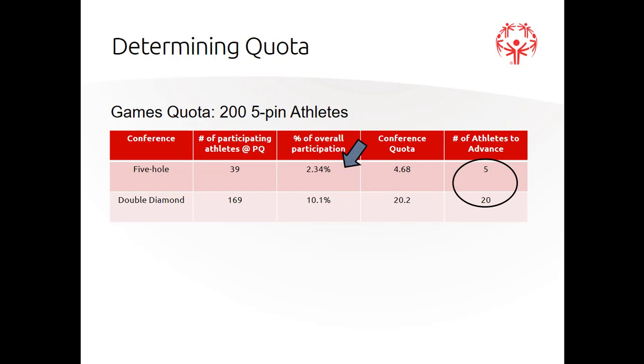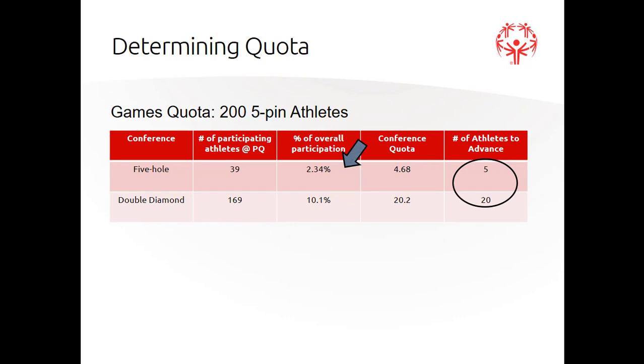we see that 39 athletes attended the 5-hole PQ. That represents 2.34% of the athletes in attendance at 5-pin PQs that year. Since the quota for that sport is 200 athletes, that means that 4.68 athletes would be identified from the conference.